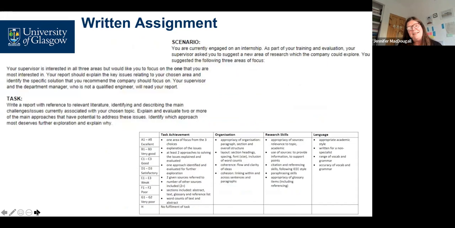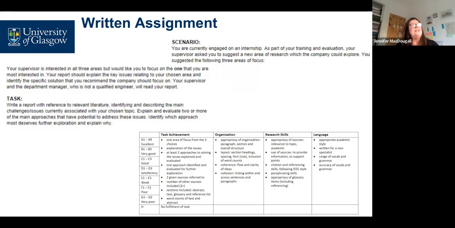So the students then, on their internship, come to the next assessment, which is a written assignment. As part of their training, they've been asked by their supervisor to look at an area of research and evaluate different approaches to that area. Now, this is the part which I've taken out. I'm not telling you which areas of research, the areas of focus, because they're still live assessments.